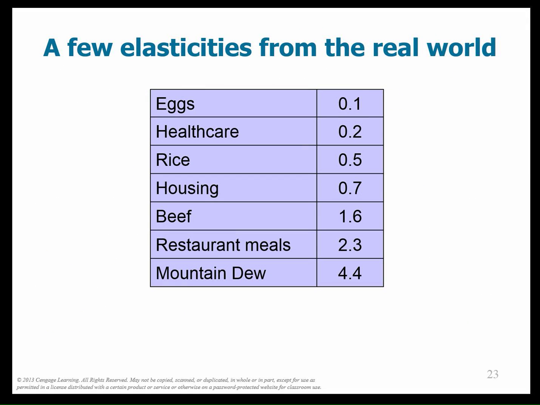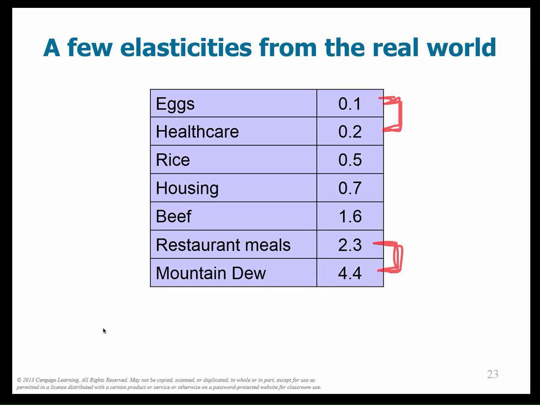All right, so here's some elasticities from the real world. I want you to see that these things here, eggs and healthcare, no matter what the price changes on these things, people are still buying that same amount. Restaurant meals and Mountain Dew, they're very sensitive. If price rises just a little bit, the quantity of restaurant meals and Mountain Dew goes down.